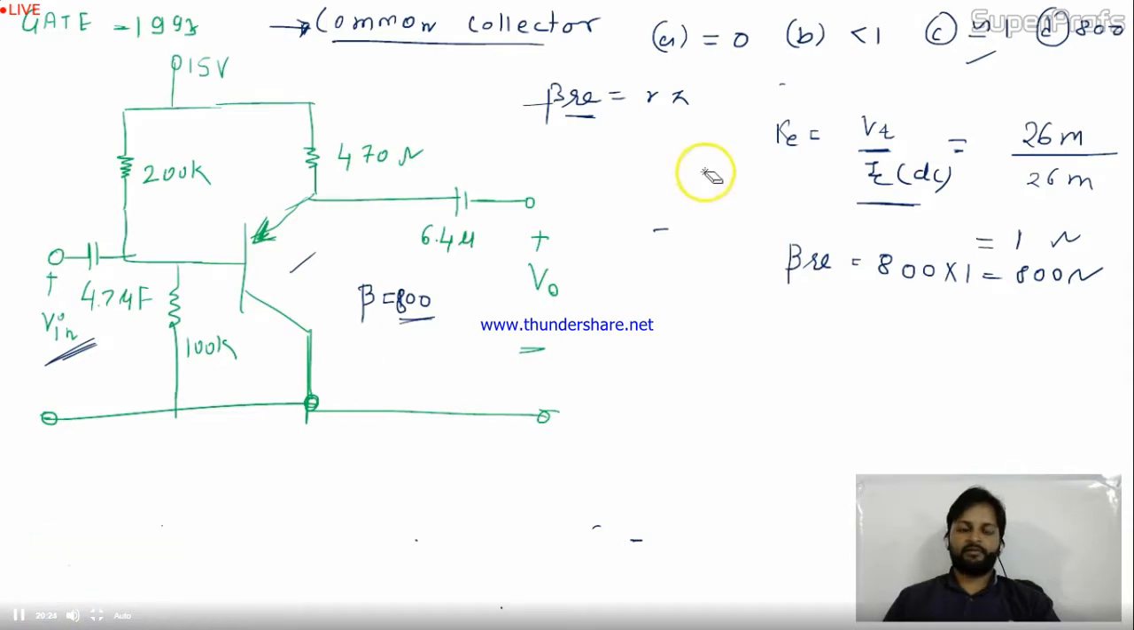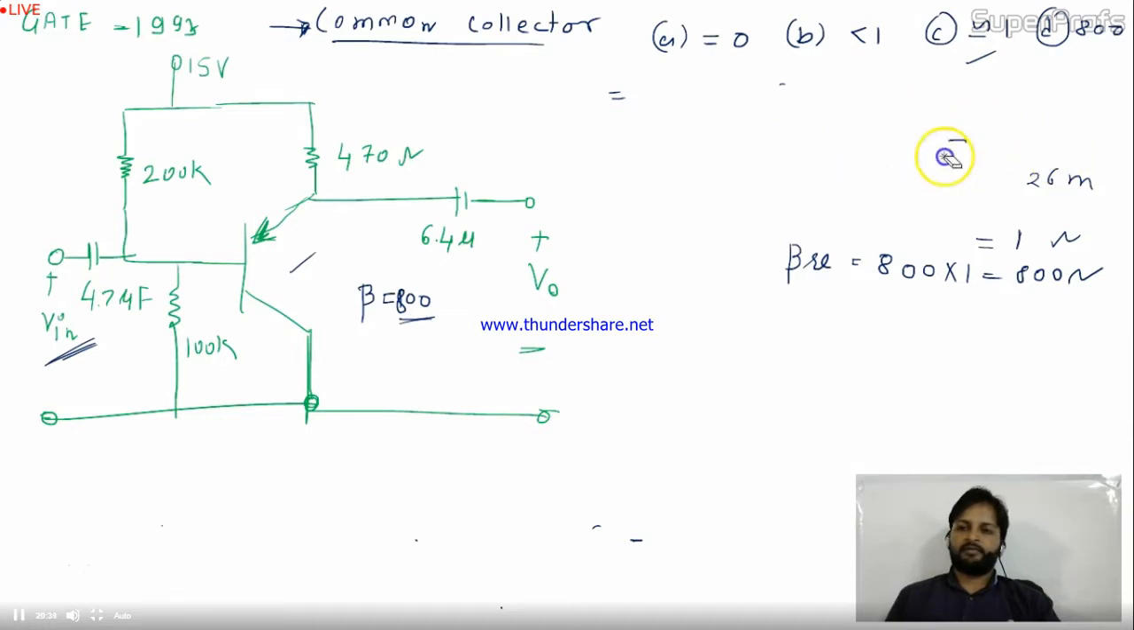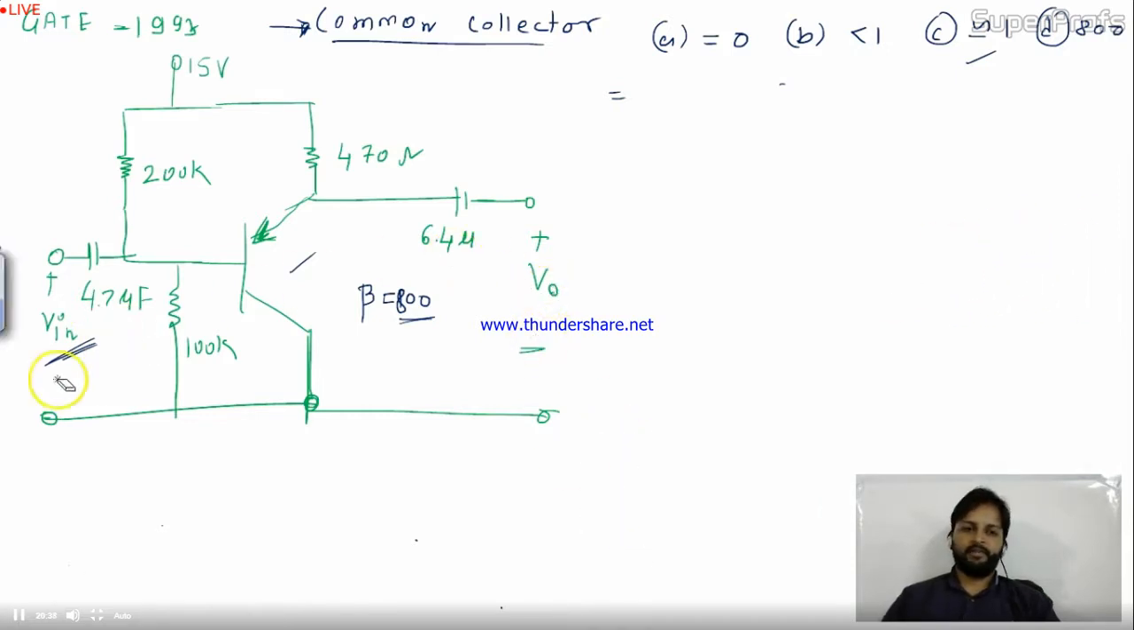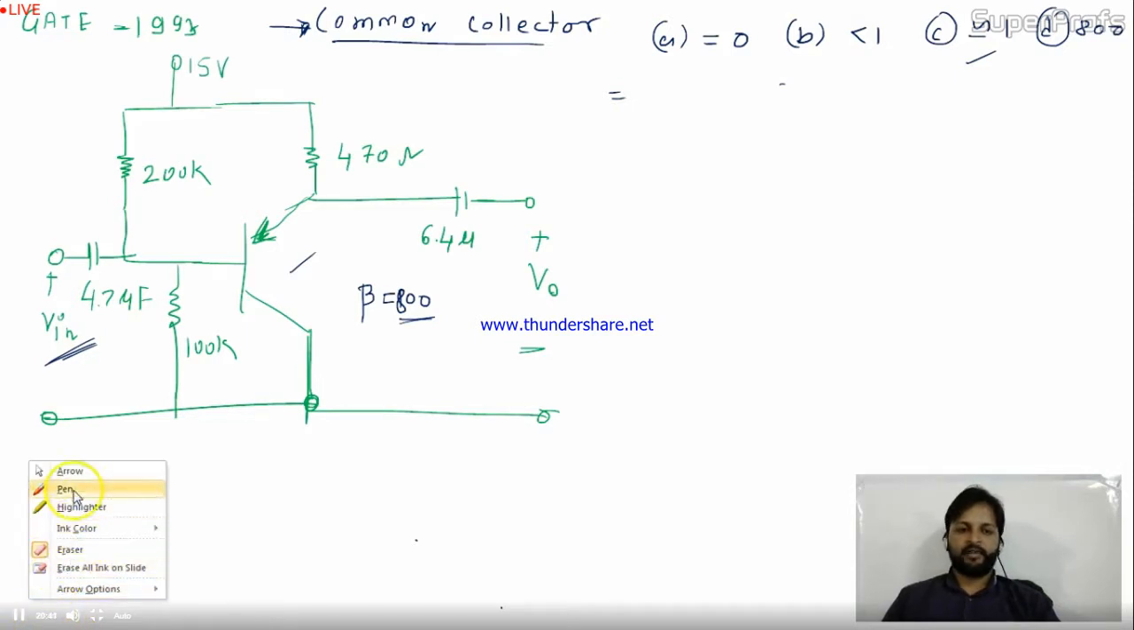Now I'll do the AC analysis for this. Okay. So to start with the AC analysis, why am I going to do the AC analysis? Because I have to calculate V0 by Vi. And this V0 is the AC, and this Vin is also AC. That's why, right? So now I'm drawing the equivalent circuit for this first.